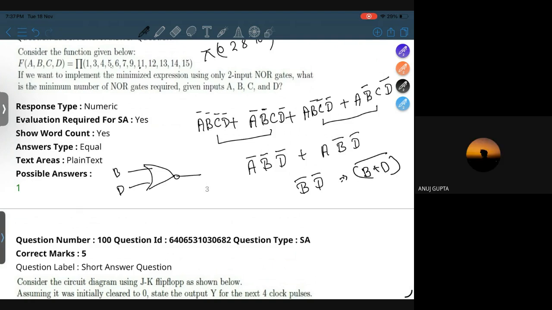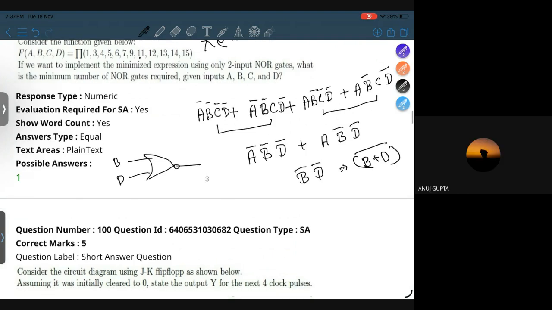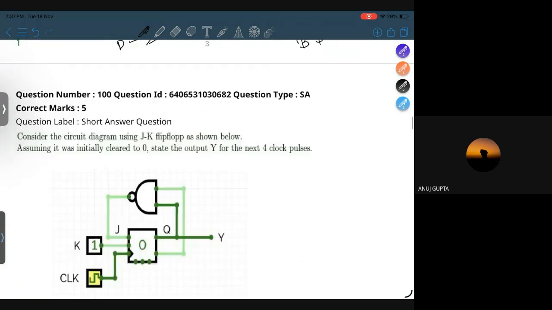Okay, then this is it. B plus D to the whole complement, so only one NOR gate is required.